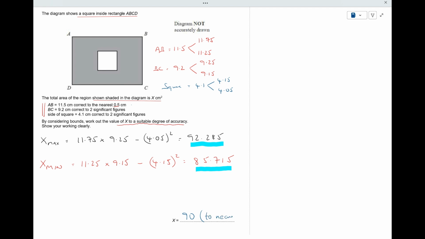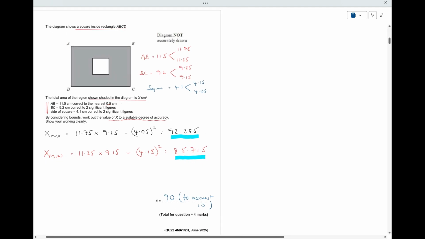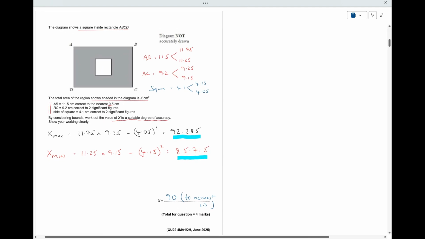And that is the correct solution for that question, and that is worth 4 marks. And look at that, it was question 22. So really quite a tough question, one you'll find towards the end of the paper.